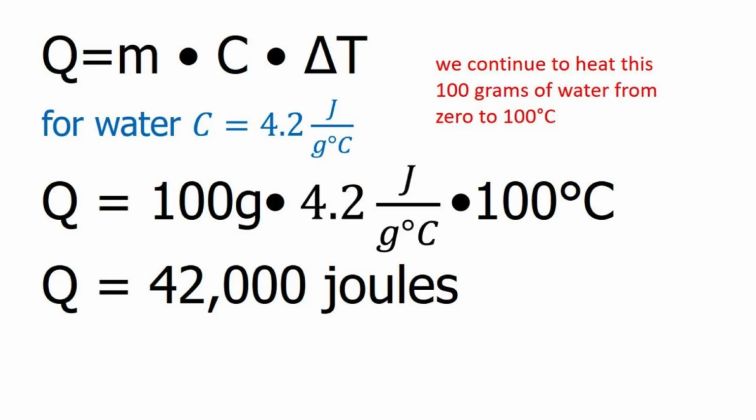Now, the next problem is one we've practiced in class. We've actually done this exact problem, and I just put it up here to remind you that for water, C is 4.2 joules per gram degree Celsius, and we end up with 42,000 joules to take it all the way from freezing to boiling.